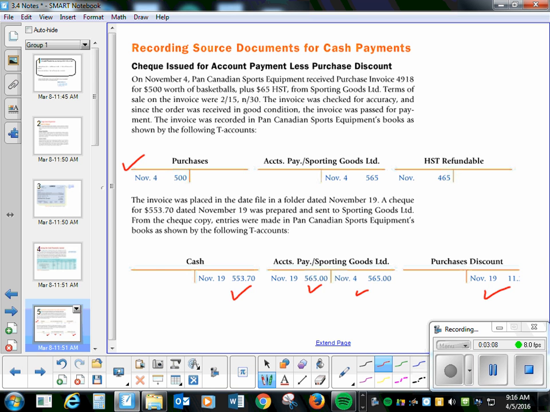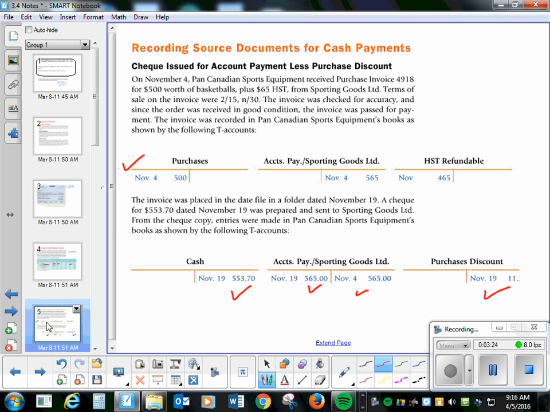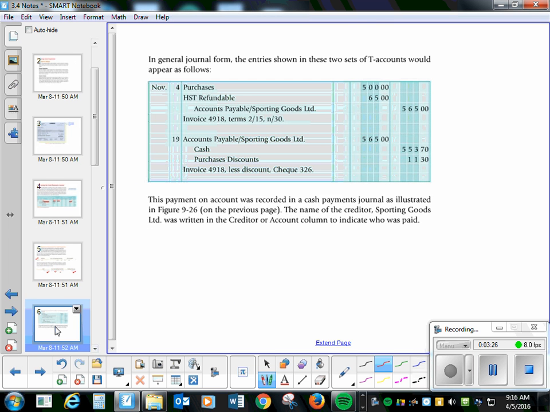So if we go back here, we should see we have our Sporting Goods Limited. We have a cash credit of $553.70. Our accounts payable is paid off, and we need to show that we had a discount of $11.30. Okay, so in general journal form, the entry shown would look like this. So this is when it was purchased here. And because it's being paid, this is what's going into the cash payments journal.